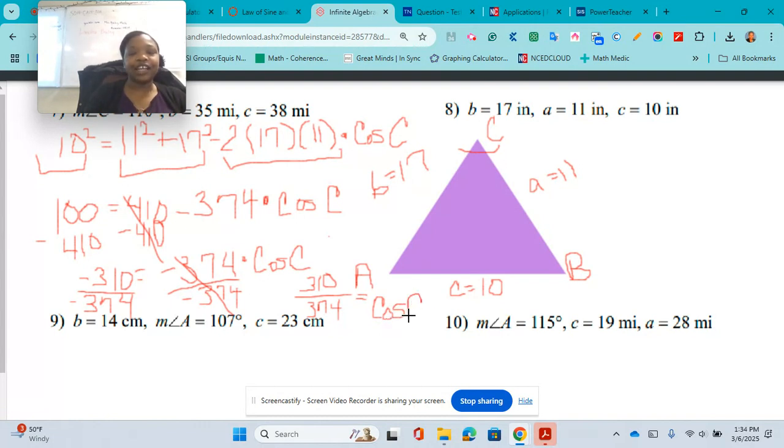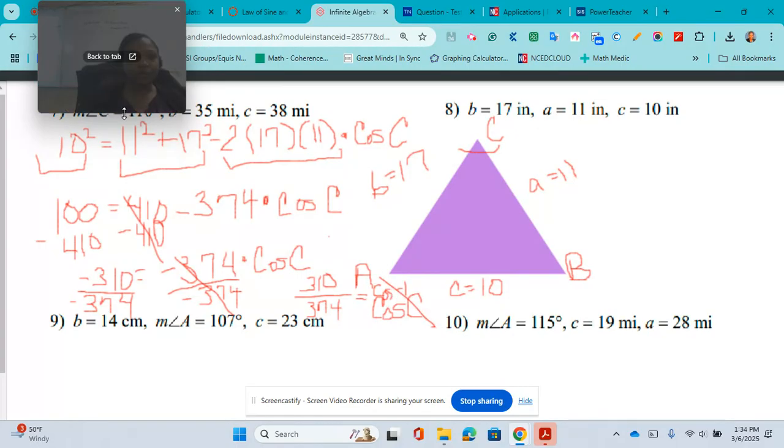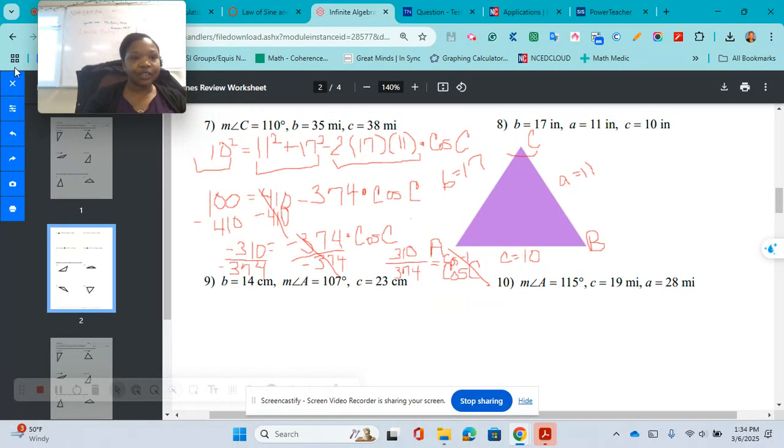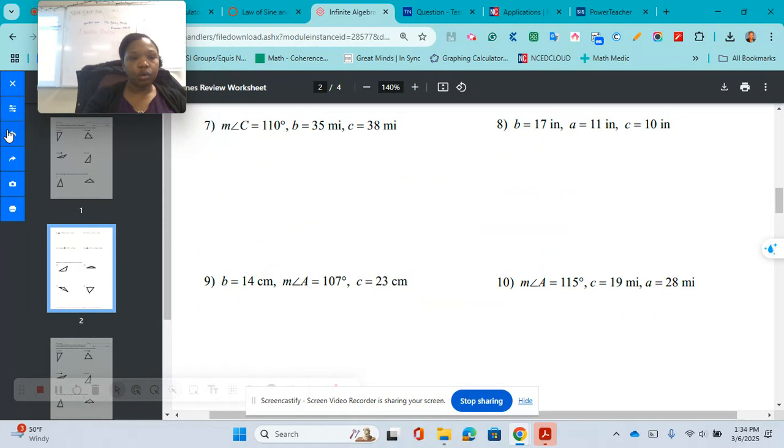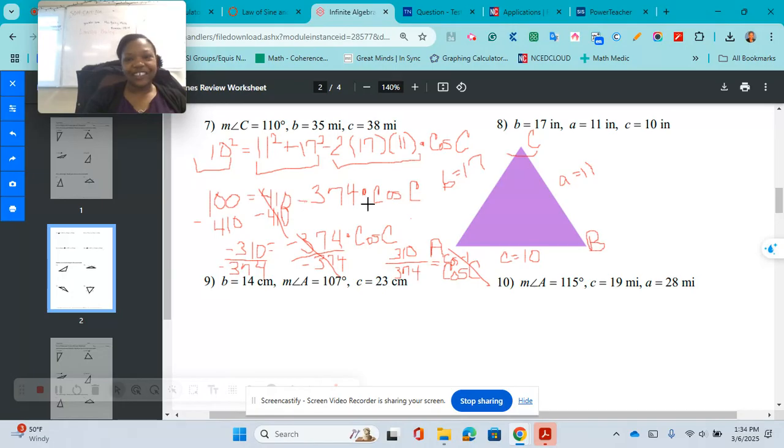Now, if we want to still get the C by itself, that means we need to move the cosine. What undoes cosine? The inverse. So what's the result of 310 over 374? It's 0.828877.